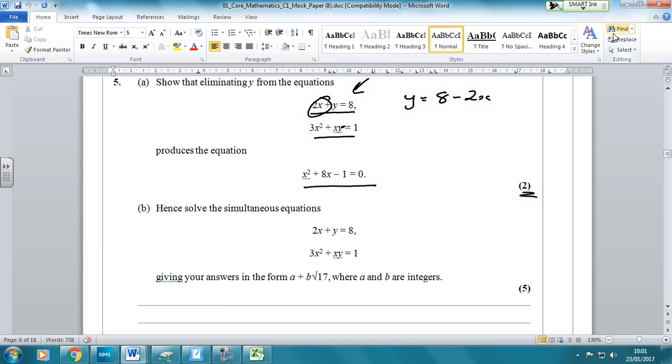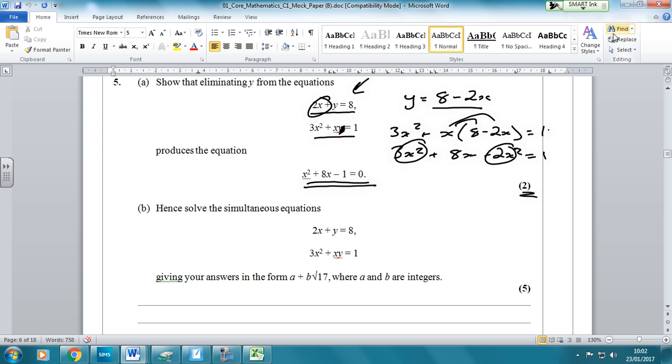So if we get rid of this y here and replace it with 8 minus 2x, we're going to have 3x squared plus x times 8 minus 2x, and that equals 1. Then we're going to hopefully simplify it, and it should look like this. So 3x squared plus 8x minus 2x squared equals 1. So 3x squared take away 2x squared is going to be 1x squared plus 8x equals 1. x squared plus 8x minus 1 equals 0.